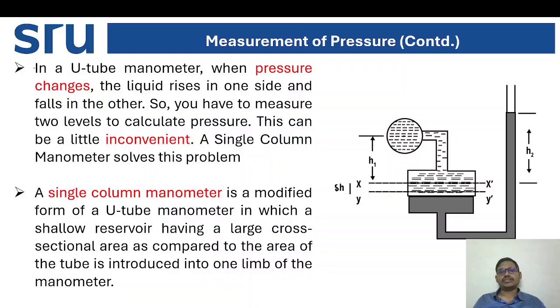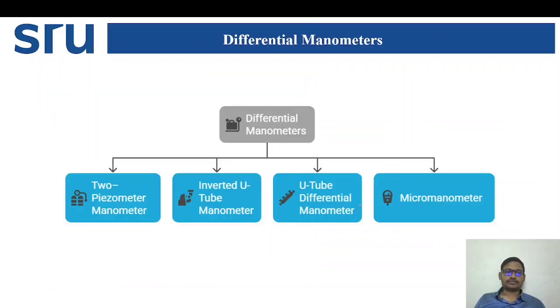A single column manometer is a modified form of a U-tube manometer in which a shallow reservoir having a large cross-sectional area compared to the area of the tube is used. The U-tube manometer has some issues, it is inconvenient, so again they went with some kind of reservoir. You can see a modified version having a shallow reservoir. Here the liquid will be decreasing or increasing, but here also h1, h2 we can find. See, x bar, y bar, both are there.